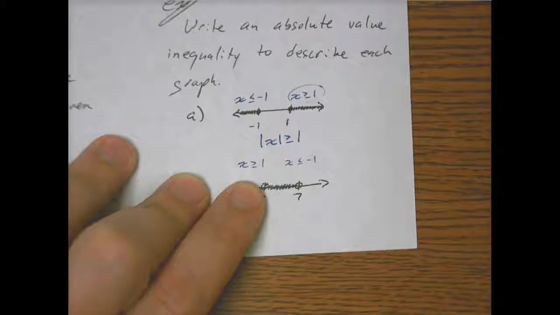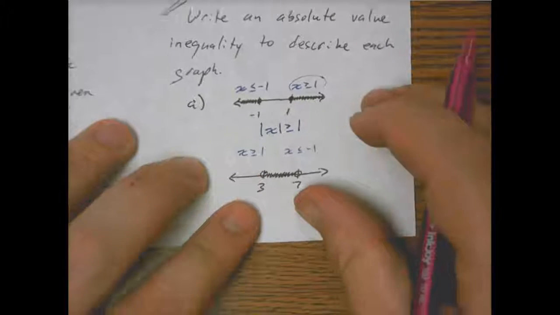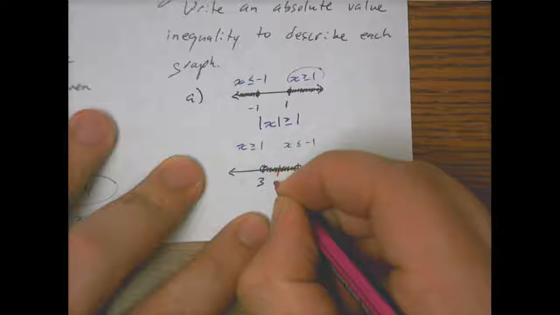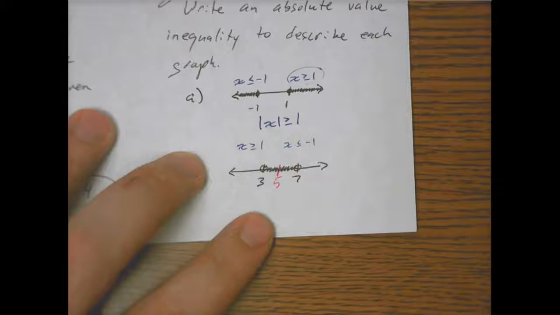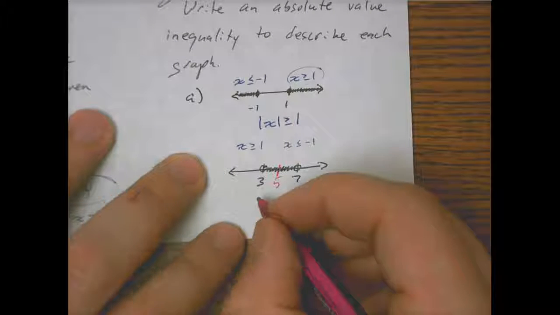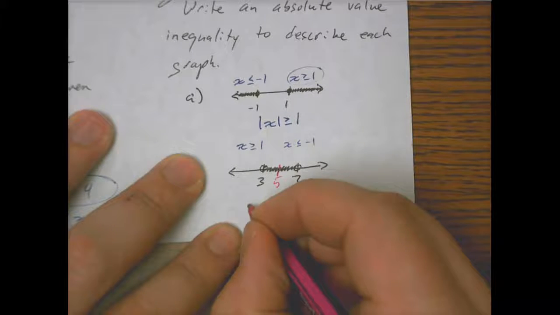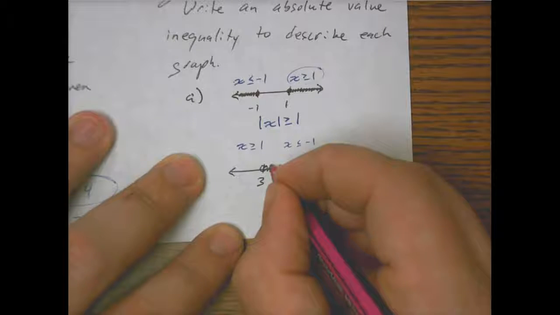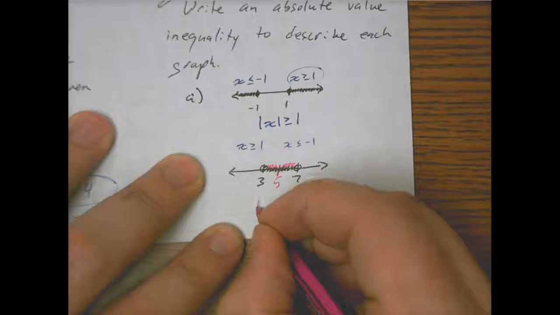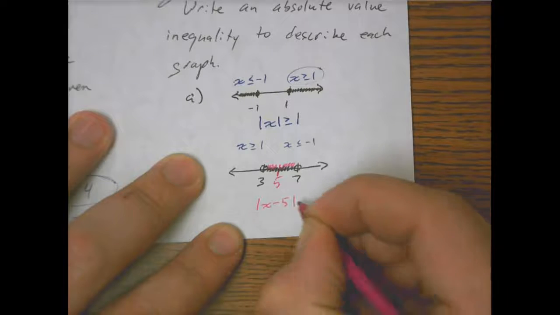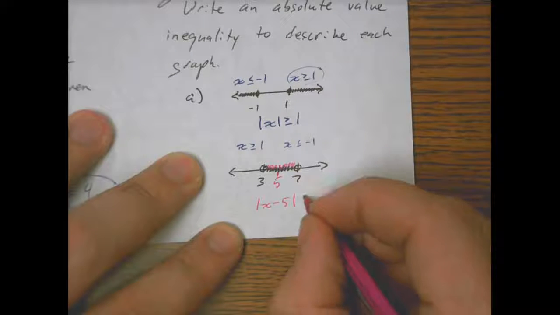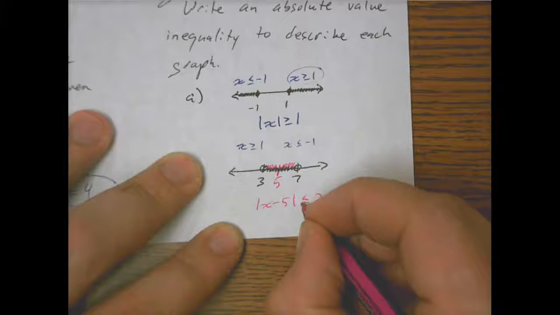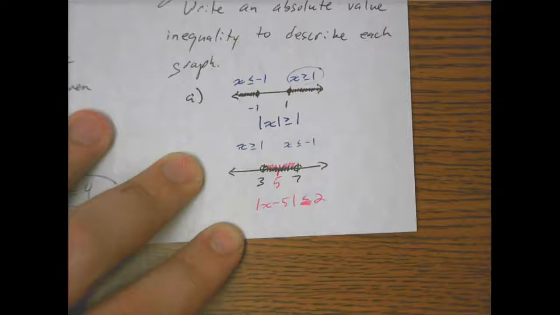All right, looking at this one down here, so notice 3 and 7, kind of our median number is 5, and it's 2 units away from 5. So the way that I help myself do that is I want the difference to be less than 2, right? All of these are less than 2 units away. So from 5, the absolute value of x minus 5, I want that to be less than 2, not equal to, just less than 2.